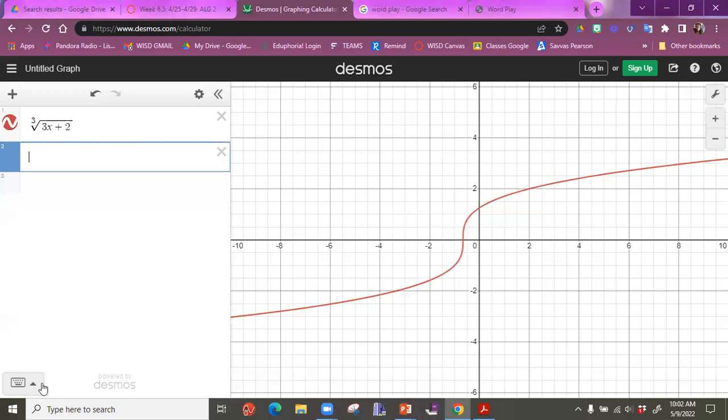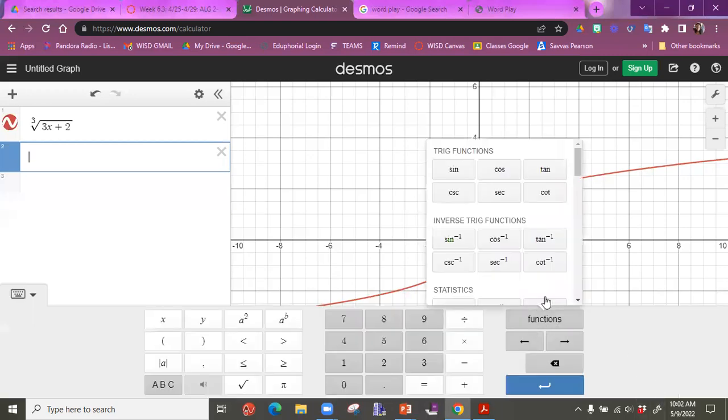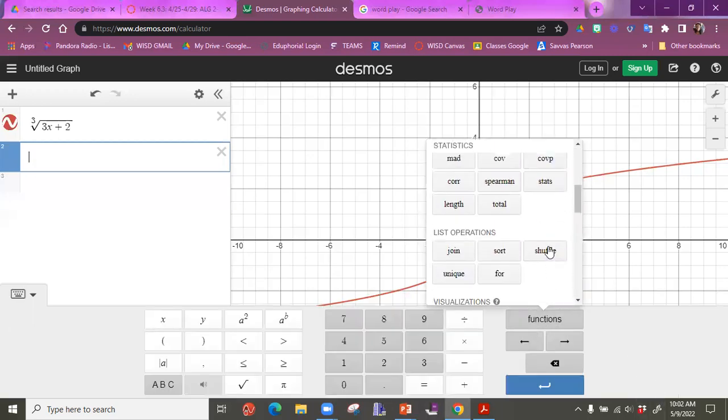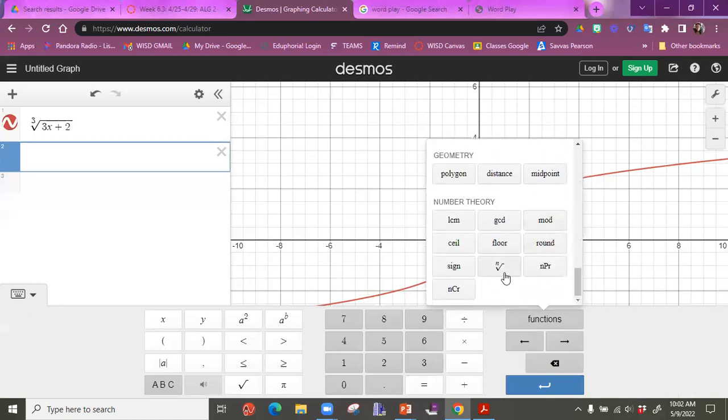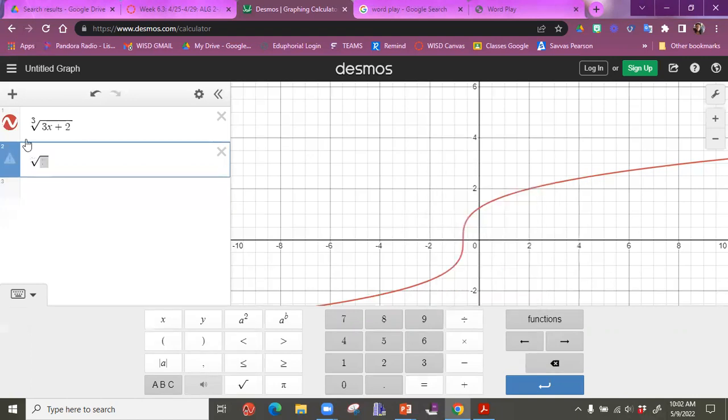You're going to click here. You got to go to functions and scroll down. And you should see at the very bottom where it has the root with the n. And that allows you to put in whatever root you need to. Okay. So again, it's function and you got to scroll down to number theory, click there, and now that's how you input a 3. What'd you do?